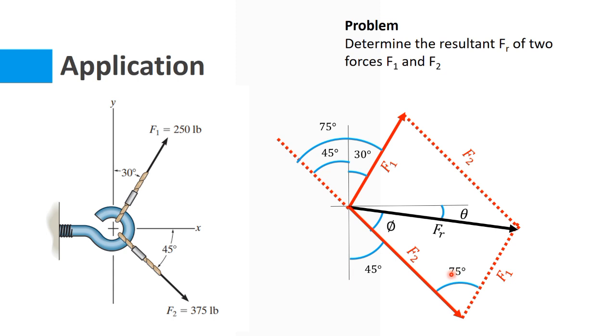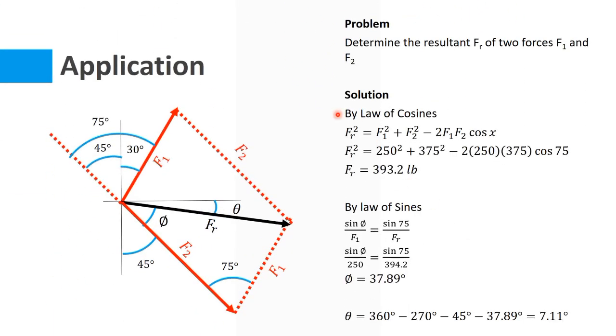Now we have one angle and two sides, so we can easily find the length of this other side Fr by using the law of cosines. The law of cosines states that Fr square is equal to F1 square, the square of this line, plus F2 square, the square of this line, minus 2 F1 F2 cos of x. Now this x is the angle opposite to this line Fr, which is our reference line. So this x will be 75 degrees.